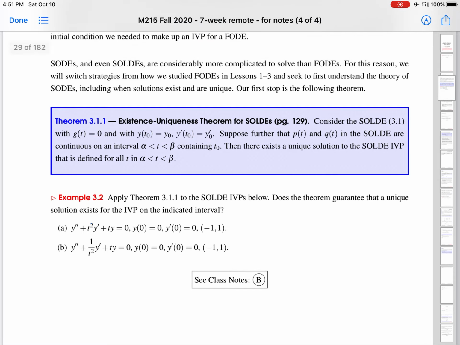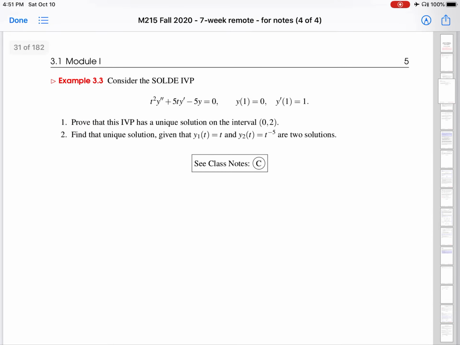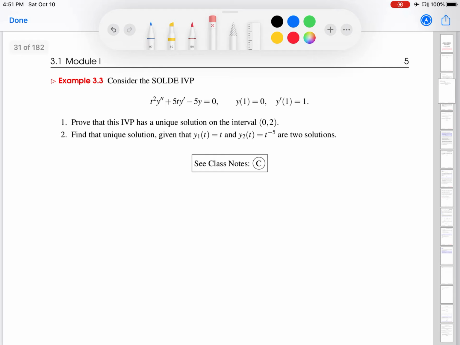Now I'm going to scroll back down to where we were, and we're going to start applying this theorem. First thing I have to do is put the ODE in standard form. This ODE is not in standard form, so I'm going to divide by t squared. I get y double prime, working on 1 here, plus 5 over t y prime minus 5 over t squared y equals 0.